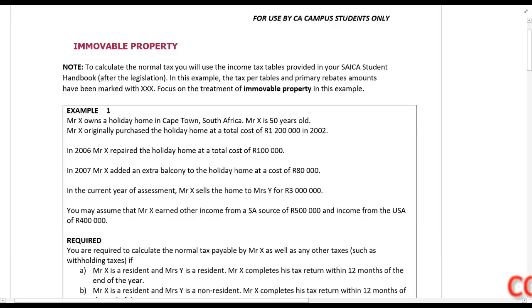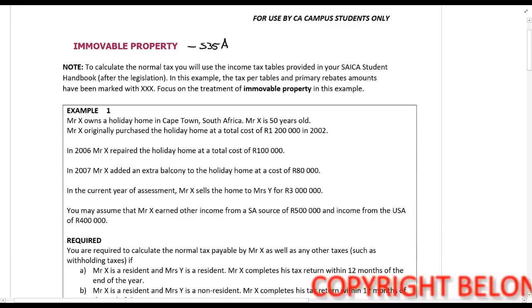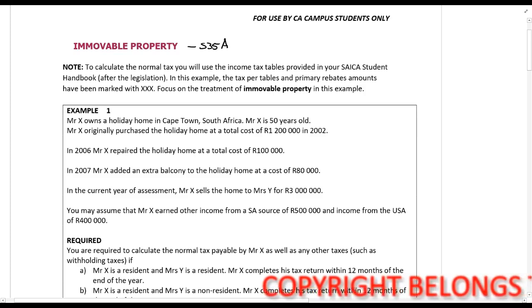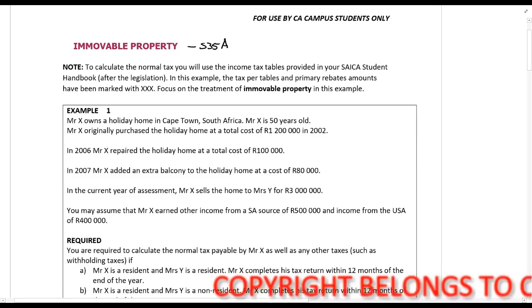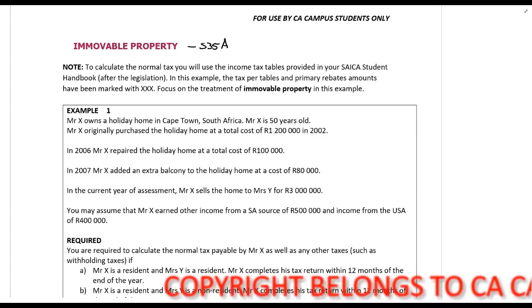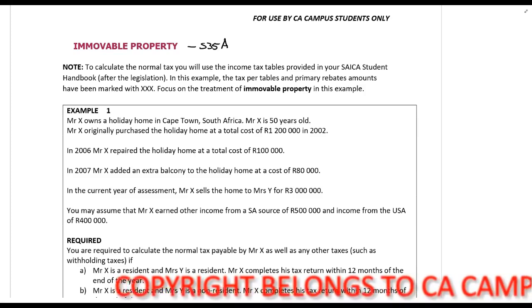In this example, we look at the sale of immovable property and the application of Section 35A. Important, guys, if you've not yet studied capital gains tax, this might be a little bit confusing. I don't want you to focus too much on that. I want you to focus on how we treat the withholding tax. That's the point behind this lecture example.